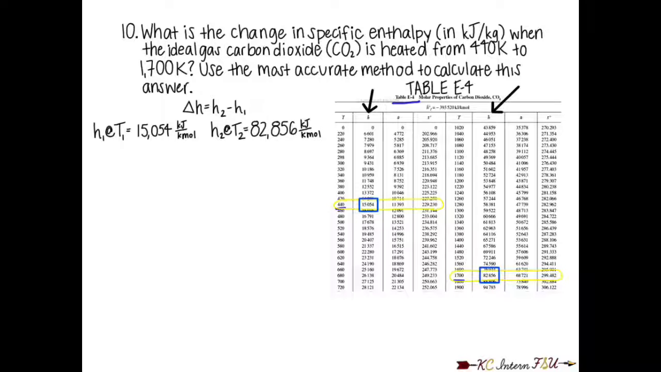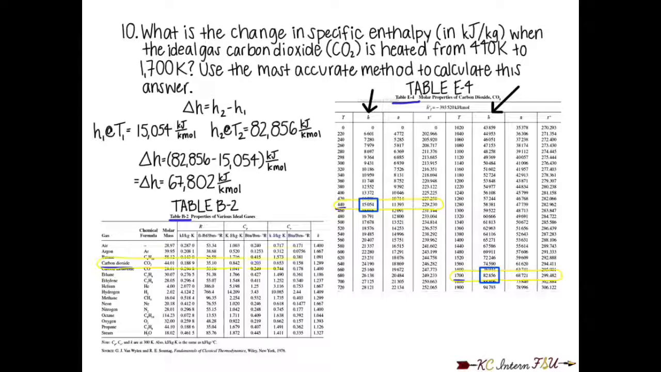H1 is 15,054 kilojoules over kilomole, and H2 is 82,856 kilojoules over kilomole. Plugging the values into the equation, the change in specific enthalpy is calculated to be 67,802 kilojoules over kilomole.